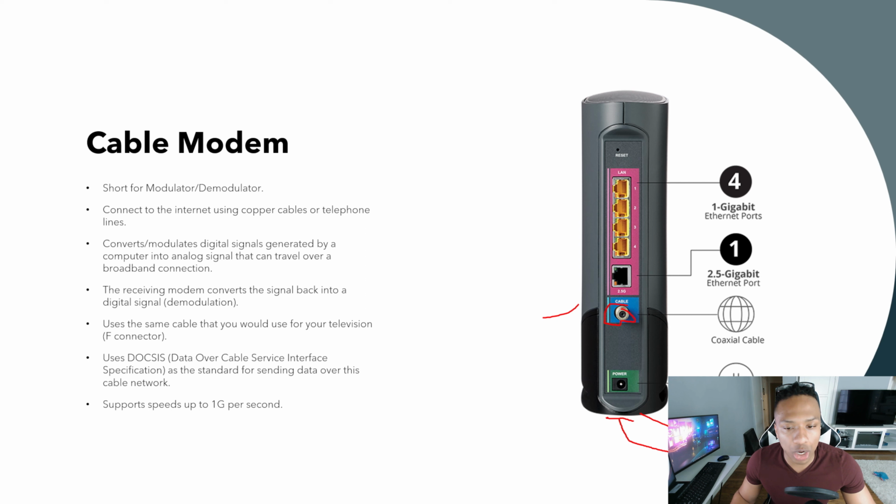Not too much to talk about modems. Just know what it does. Modulates, demodulates the signals. Is used for broadband connection. And it uses DOCSIS. Maybe remember the speed. Fiber is a lot better. We'll talk a little bit about fiber, but not too much.